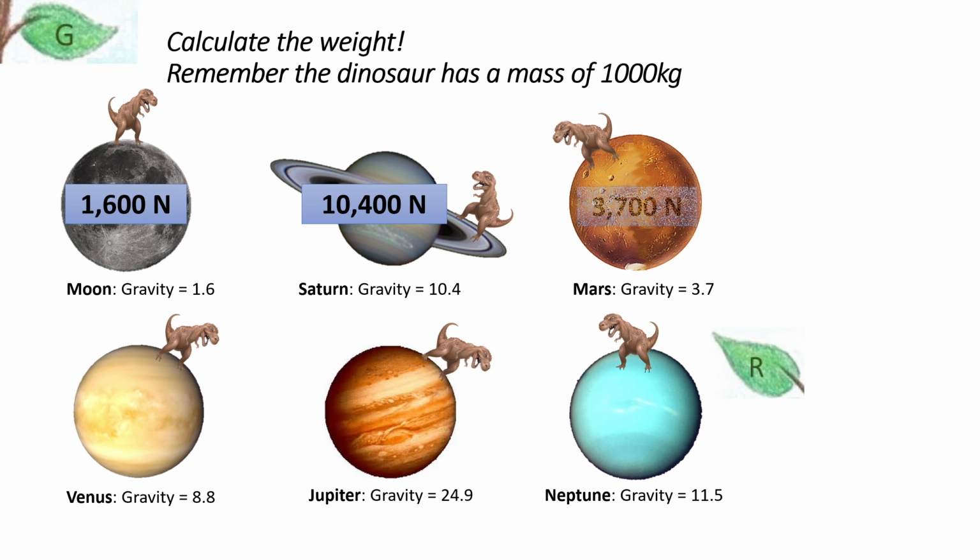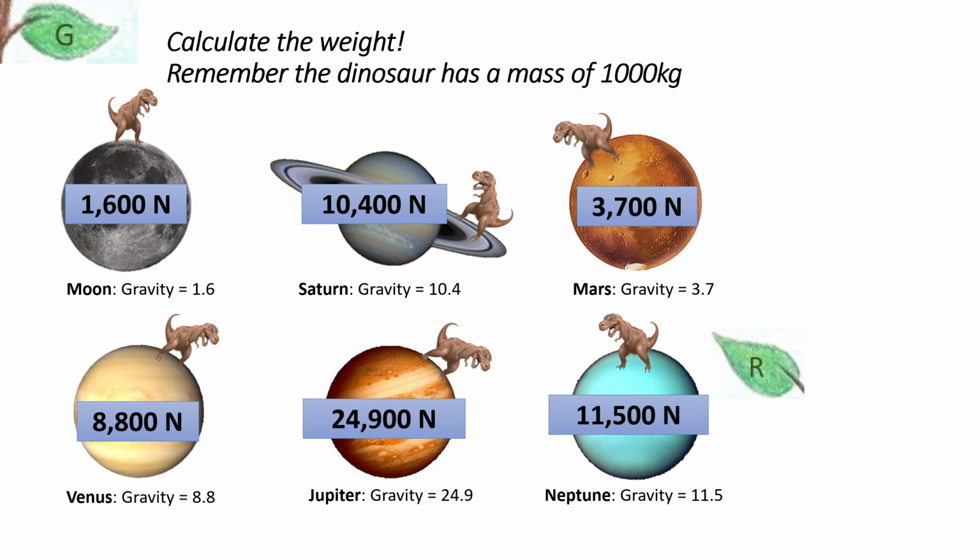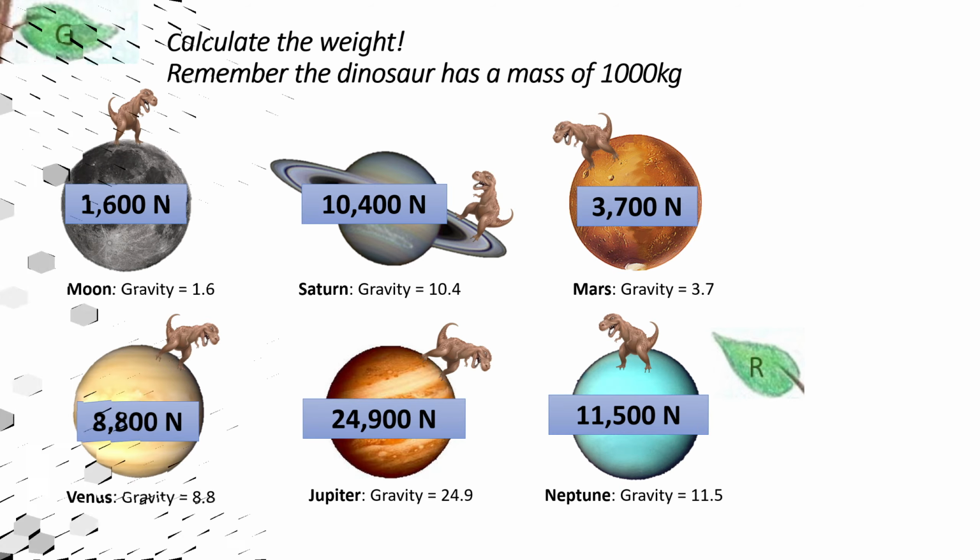So hopefully these were quite straightforward. All you had to do was get 1,000 kilograms and times it by the gravity on each planet. So 1,000 times 1.6. The dinosaur has a weight of 1,600 newtons on the Moon. Okay, so it's quite straightforward. Hopefully you got them right.